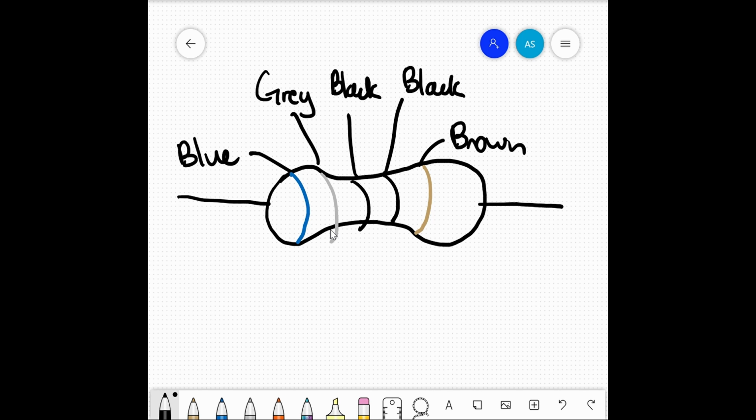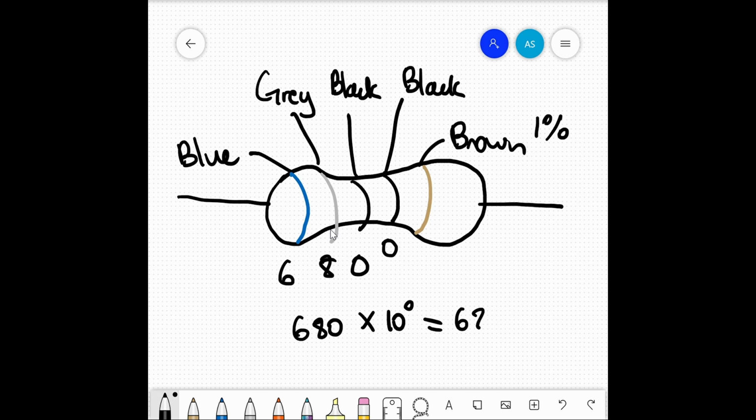Here's another example. The colors here are blue, gray, black, black, and brown. Pause the video here and give it a try. All done? Let's get to it. So the numbers here would be 680 multiplied by 0 zeros. The fifth band here, remember, it is just a tolerance band, which represents that it has a tolerance of 1%. So the resistance of this resistor would actually be 680 times 10 to the power 0, which would give you 680 ohms.